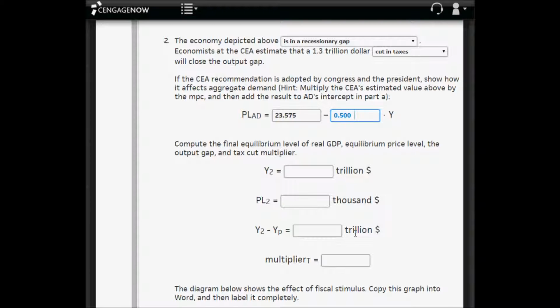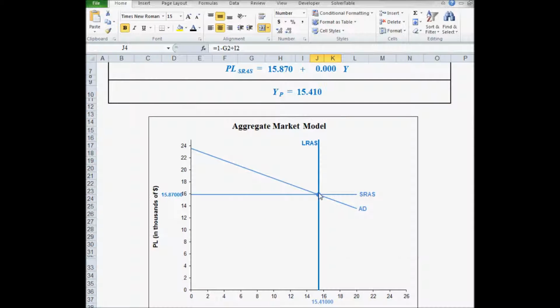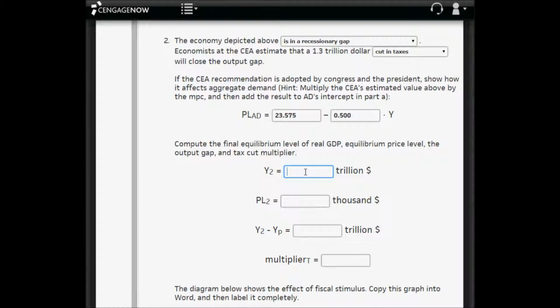The final equilibrium values are going to be copied from the Excel diagram. Aggregate demand and short-run aggregate supply intersect at long-run aggregate supply, so the new equilibrium level of GDP is 15.41, which equals potential GDP. The price level is equal to the initial price level because short-run aggregate supply is perfectly elastic, and that value is the short-run aggregate supply intercept. And the gap is 0.